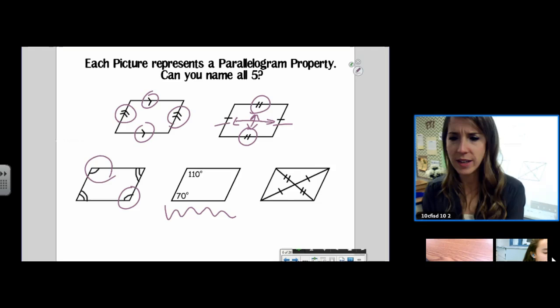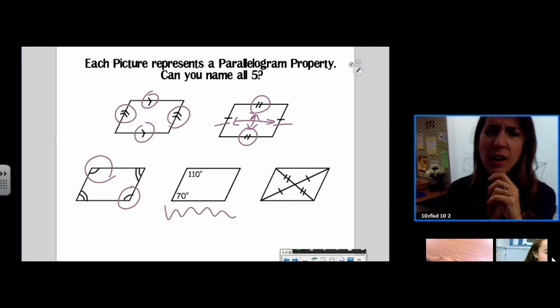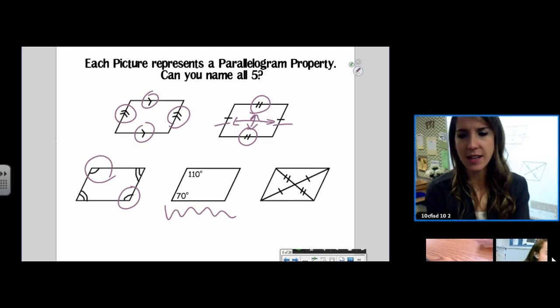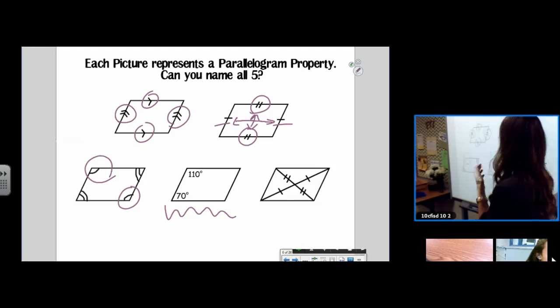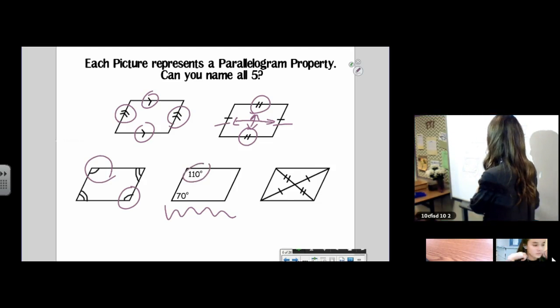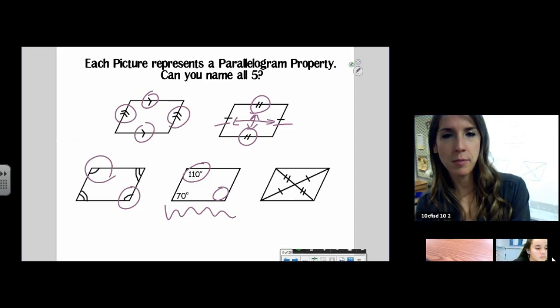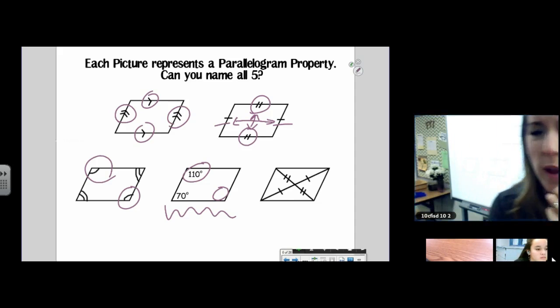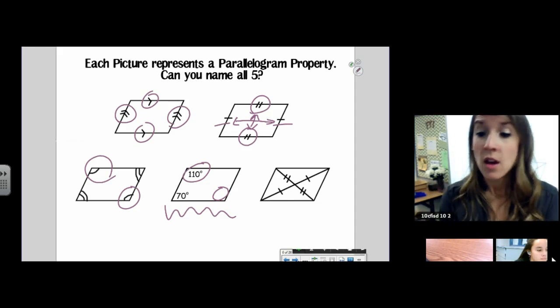You notice about 110 and 70. Good. They're supplementary, right? 110 plus 70 is 180. That's not a coincidence. That happened on purpose. So we want to say that these angles are supplementary, but they're not opposite angles. We have to use a word to describe them. We can't just say supplementary angles, right? So which ones add up to 180? Which ones are supplementary? Good, Aaliyah.